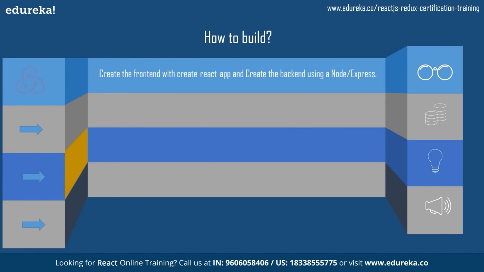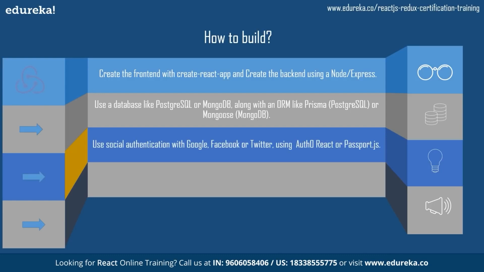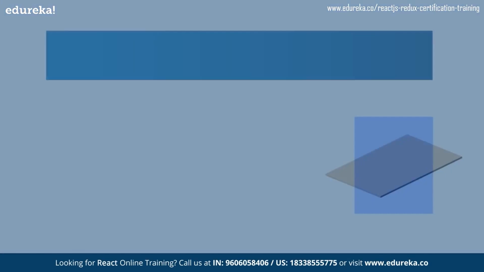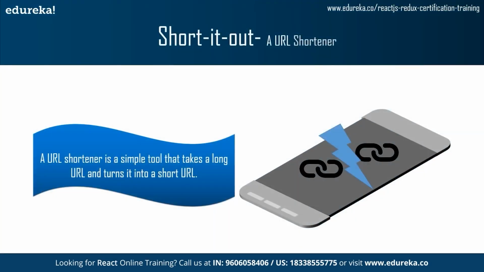So we can create the app with Create React App, and then we can create the backend with Node or Express. Then we can use Cloudinary for image and video uploads to the Cloudinary API. Then we can use a database like Postgres or MongoDB, along with an ORM like Prisma for Postgres or Mongoose for MongoDB. Then finally, we can deploy the backend to Heroku and frontend to Netlify, or we can deploy both on Heroku as well.